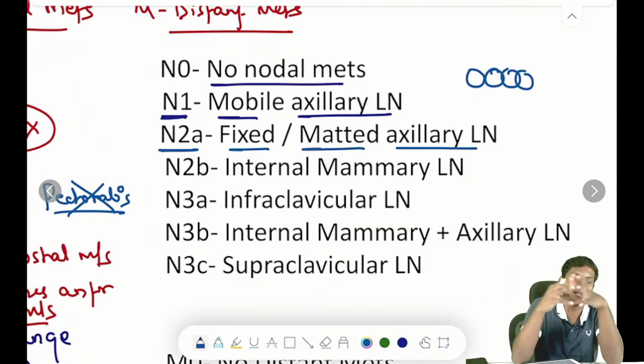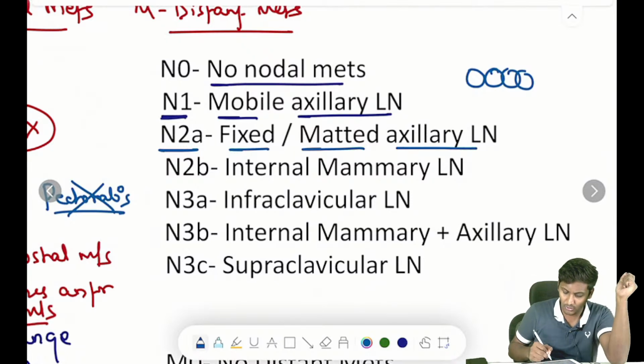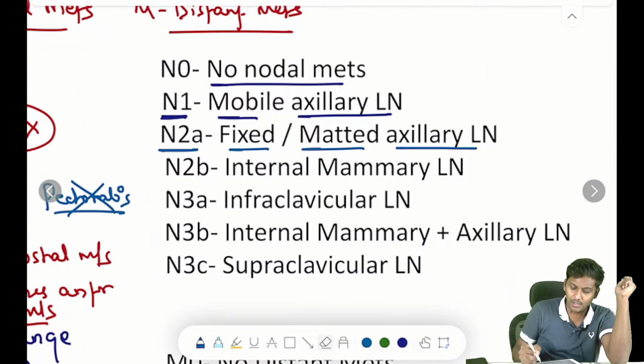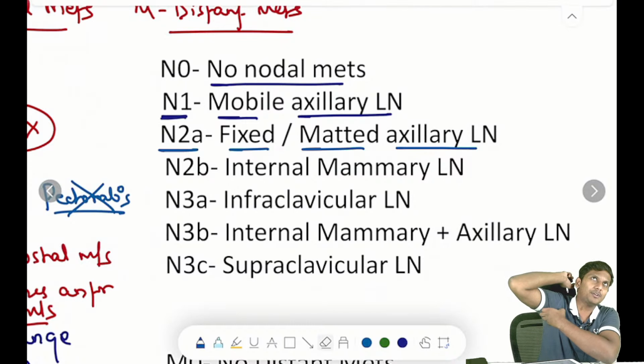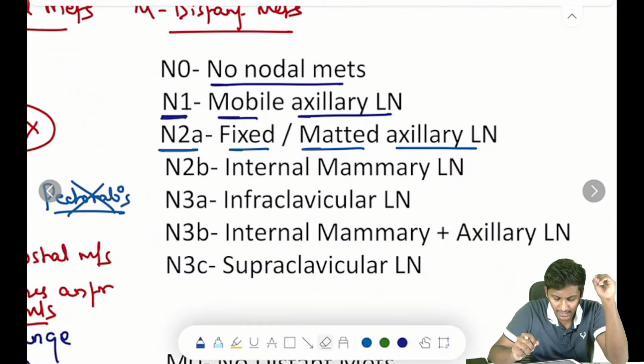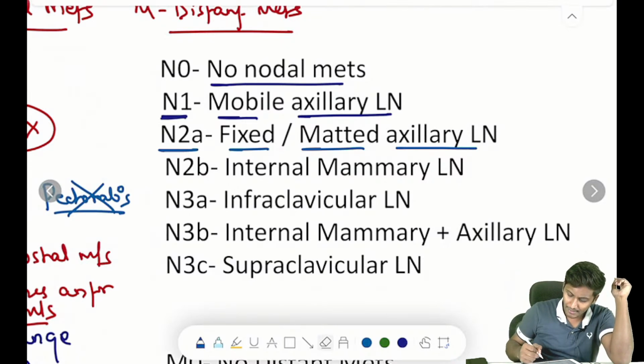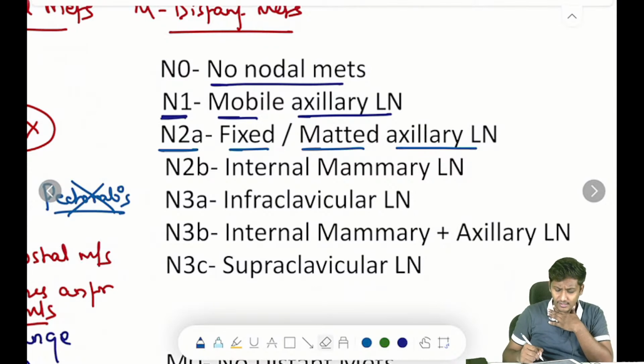All of them are combining together and forming a large mass. ठीक है? That is what is called as matted, चिपके हुए lymph nodes. ठीक है? So please remember, if there are fixed or matted axillary lymph nodes, if you are not able to move these axillary lymph nodes, that means it is N2A, matted or fixed axillary lymph nodes बच्चों.